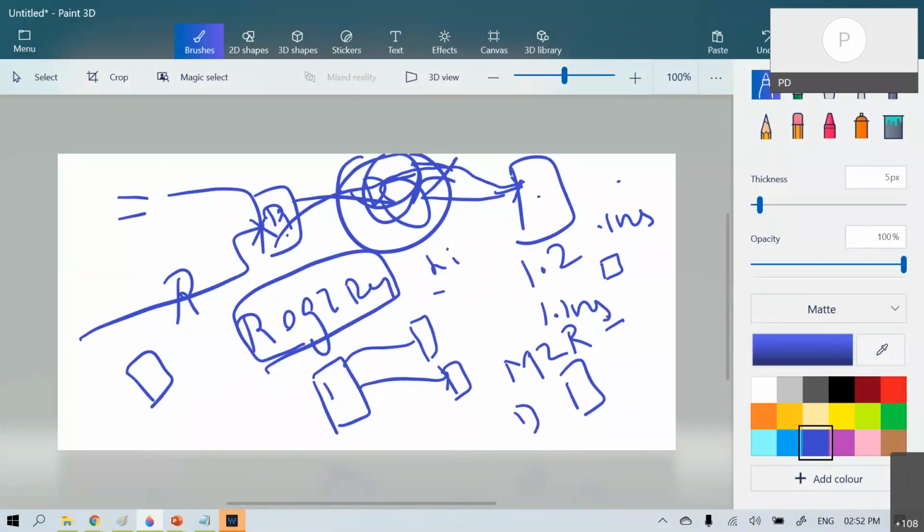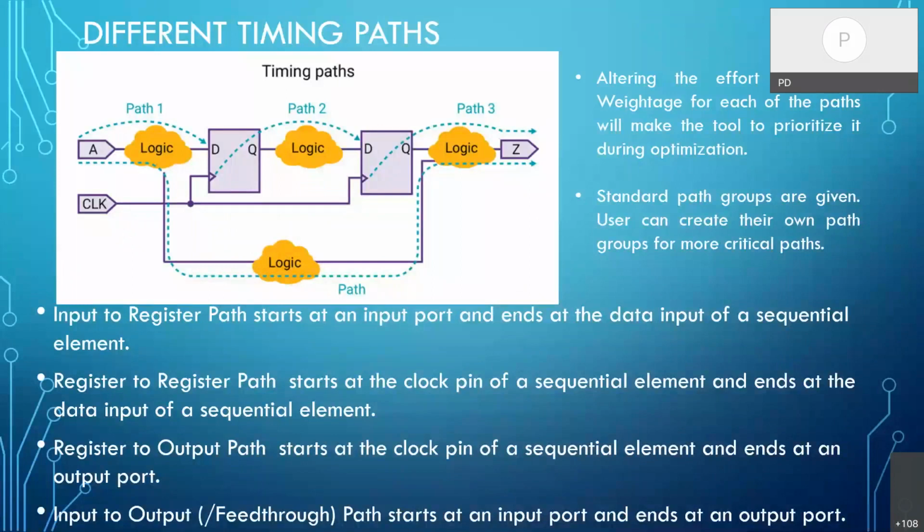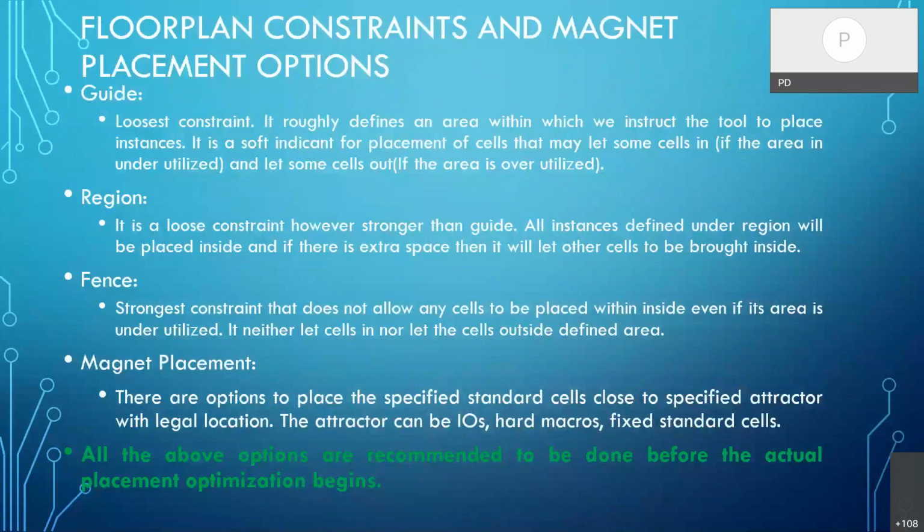Like this, it will take a number of passes, and it will end up finding an optimal position for the standard cells. Then the floor plan constraints is another option, which means we can instruct the tool to place a group of cells in a certain region.